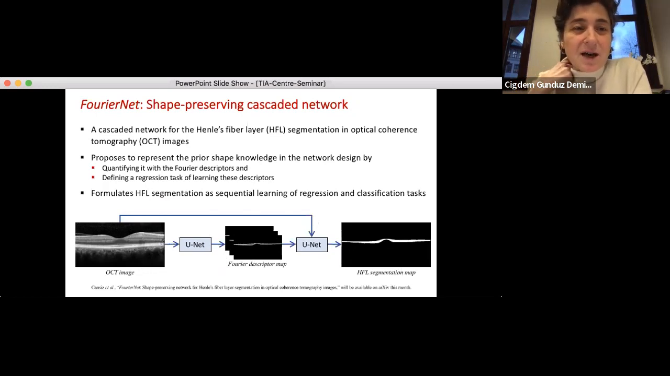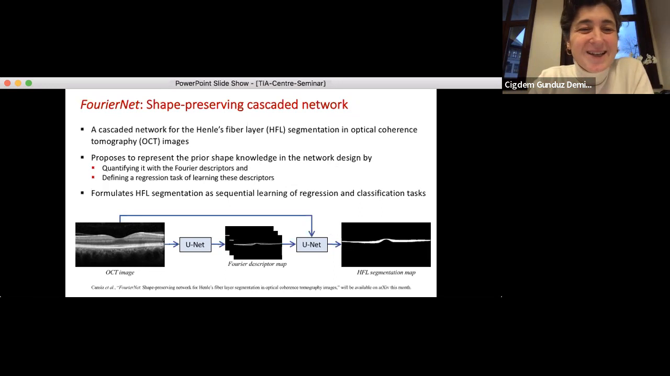We tested this model on a segmentation problem from another domain, the Henle's fiber layer segmentation. It is one of the layers in the retina, and this segmentation was achieved in optical coherence tomography images. I just wanted to show you that slide so that we could see that we can use such shape-preserving networks or shape-preserving loss functions in order to obtain better results.